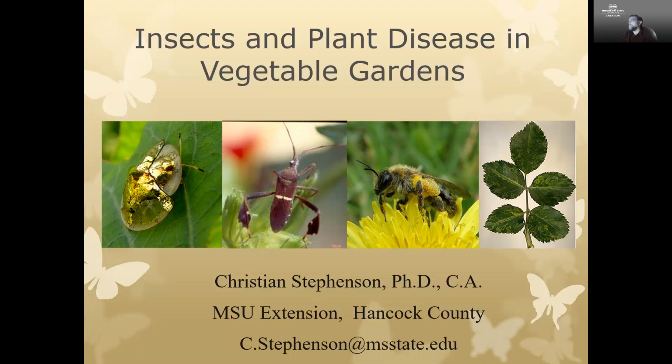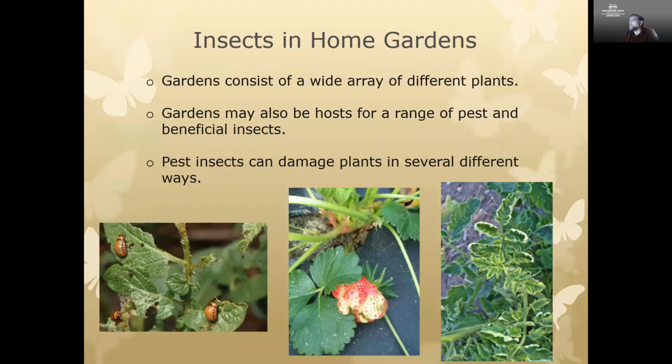So I'm going to go ahead and get started, talk about insects in the home vegetable garden. And our home gardens are composed of a whole bunch of different kinds of plants. And because of that, we have a wide array of different insects that we may encounter in our home gardens. A lot of those can be pests, and a lot of them can be beneficials for us as well.